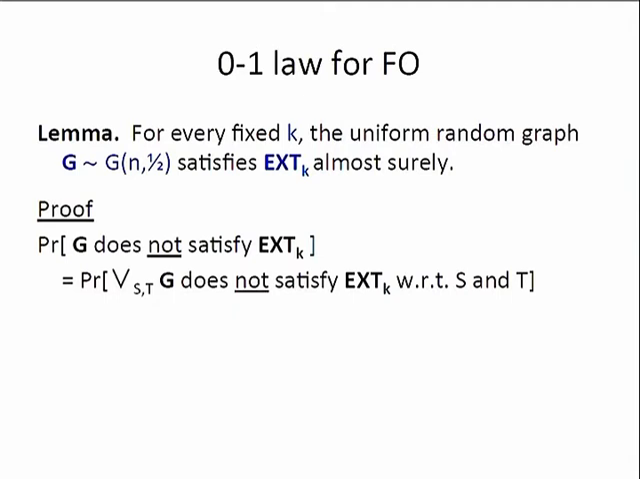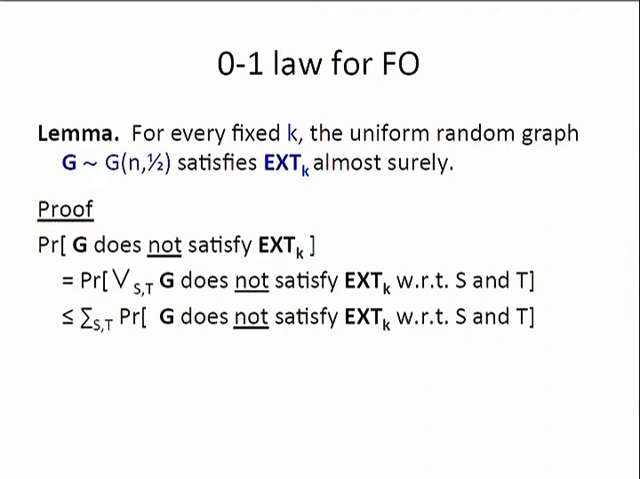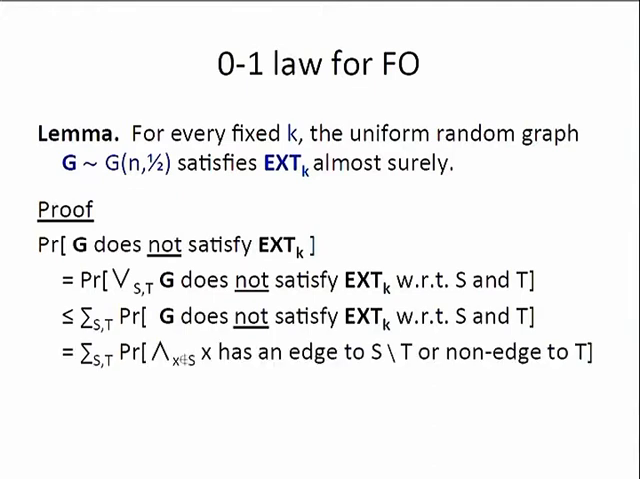So the event that G is not k-extendable is the union of events that G does not satisfy the k-extension axiom with respect to some particular S and T in the definition. So we just use a simple union bound, and this is at most the sum over all S and T, where S is a set of size at most k, and T is a subset of S, that G does not satisfy the k-extension property with respect to that S and T. And what that literally means is that for every x which is outside of the set S, either x has an edge to something in S minus T, or it's non-adjacent to something in T.